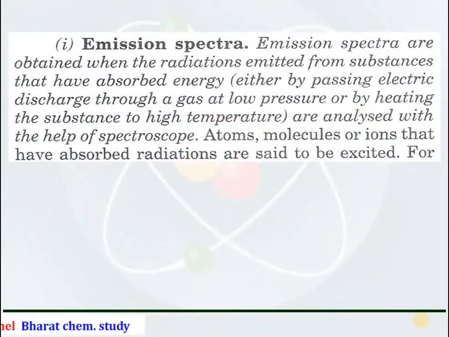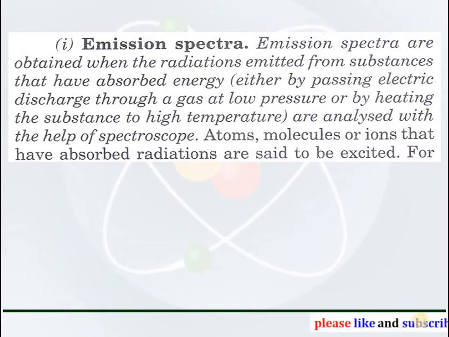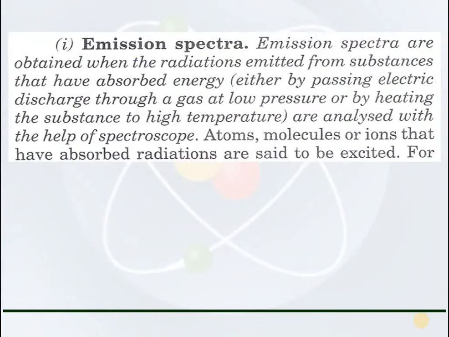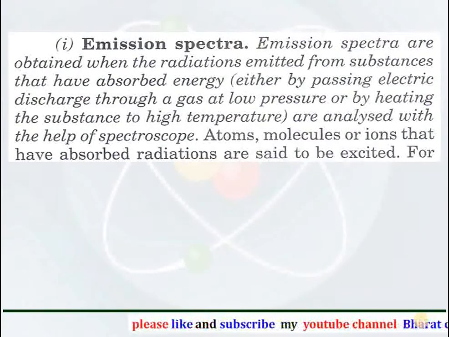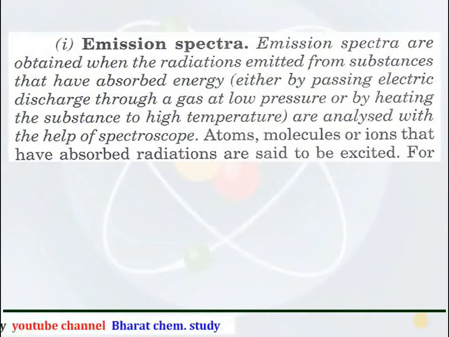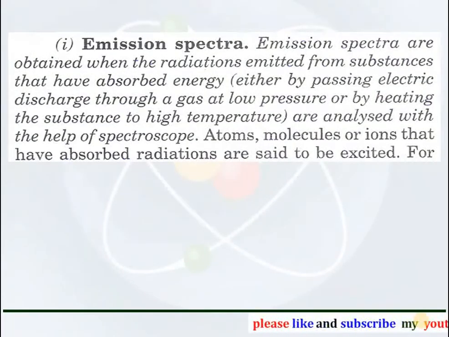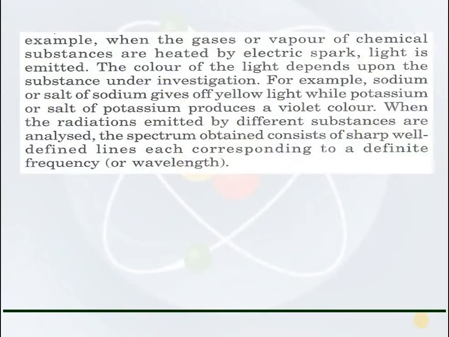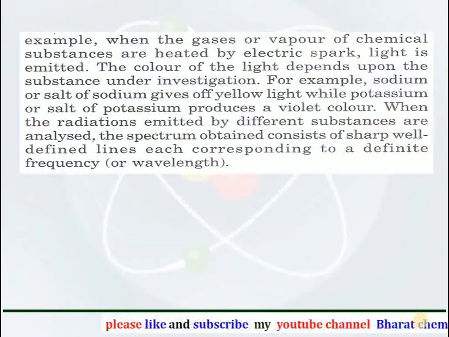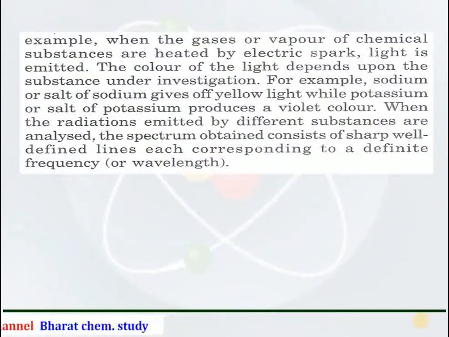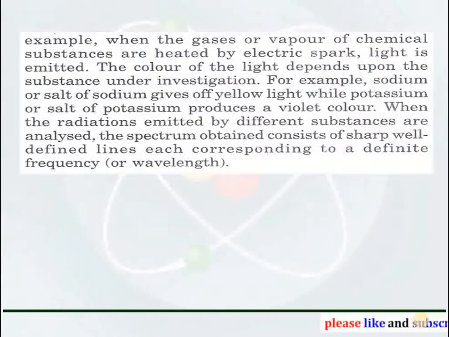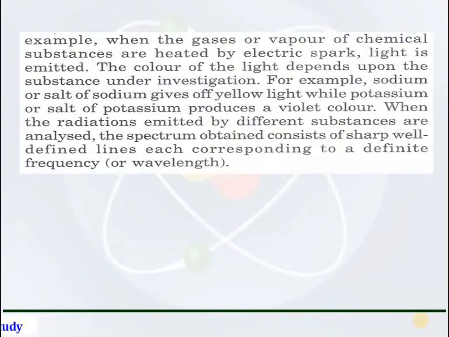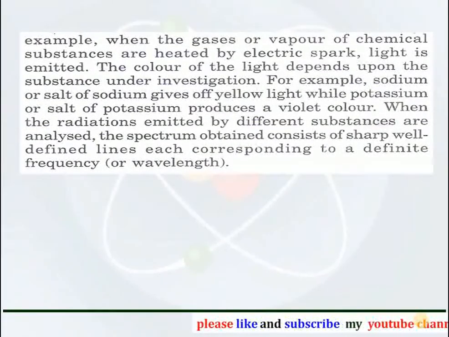Emission spectra. Emission spectra are obtained when the radiations emitted from substances that have absorbed energy, either by passing an electric discharge through a gas at low pressure or by heating the substance to a high temperature, are analyzed with the help of a spectroscope. Atoms, molecules or ions that have absorbed radiation are said to be excited. For example, when the gases or vapors of chemical substances are heated by an electric spark, light is emitted. The color of the light depends upon the substance under investigation. For example, sodium or a salt of sodium gives yellow light, while potassium or a salt of potassium produces violet color.